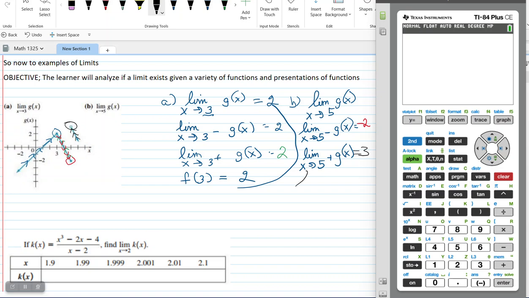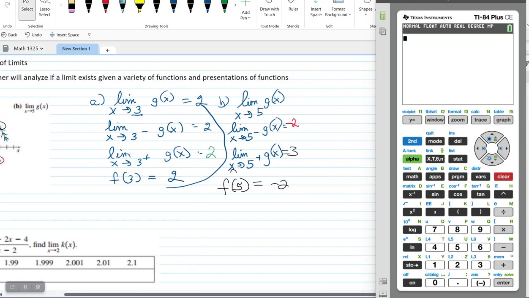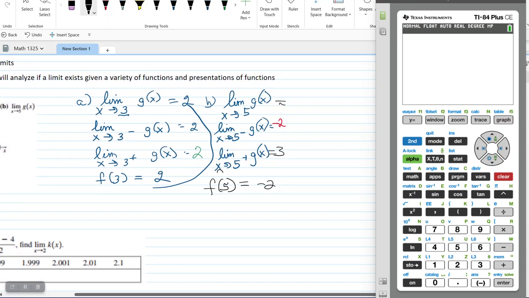And the limit to approach, no, sorry about that. We want to drop in to see if it actually exists, right? So we're saying f of 5 equals, and the solid dot is this one, negative 2. They don't match. So therefore, the limit as x approaches 5 does not exist.